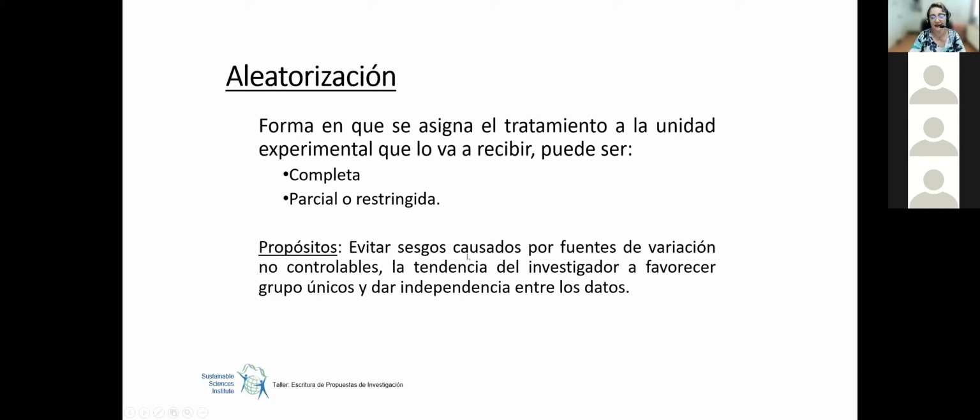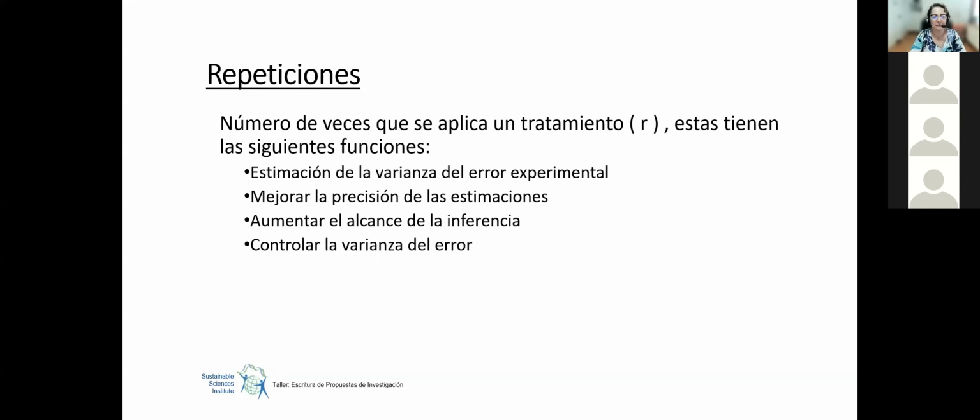And what are the goals? To avoid the bias caused by sources of variation due to the non-controllable factors, and also the tendency of the investigator to favor certain groups. And also the objective of this is to have more independence of the data. So the randomization will free me from the bias and will allow me to better compare the 2 groups.